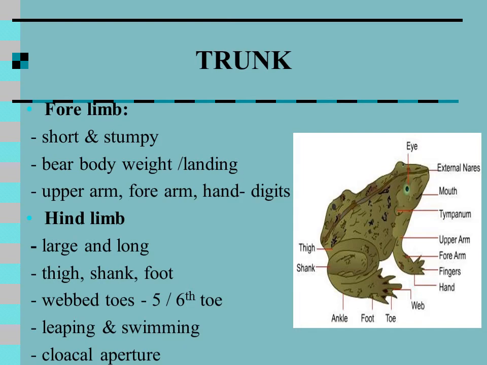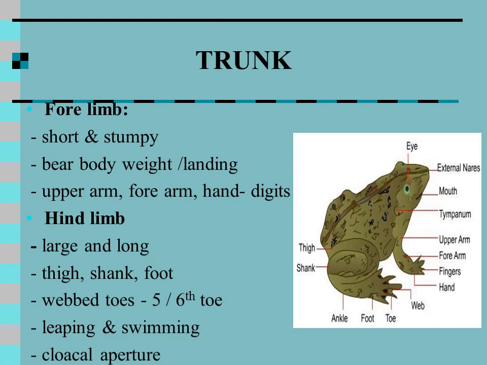If you see the divisions of the forelimb, the beginning part is the upper arm, the middle region is the forearm, and then the hand region. The hand consists of 4 digits. Can you look at the figure? Upper arm, forearm, hand as well as 4 digits. Fine. And the next one is the hind limb.